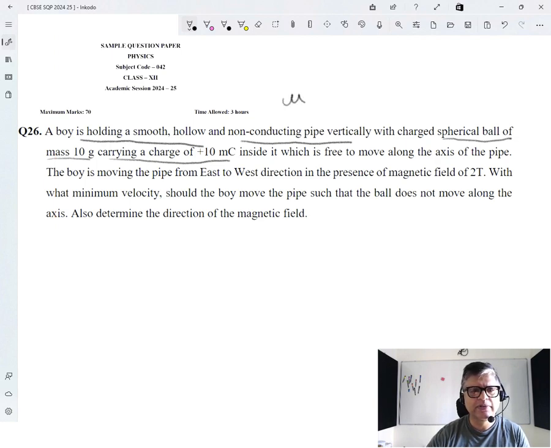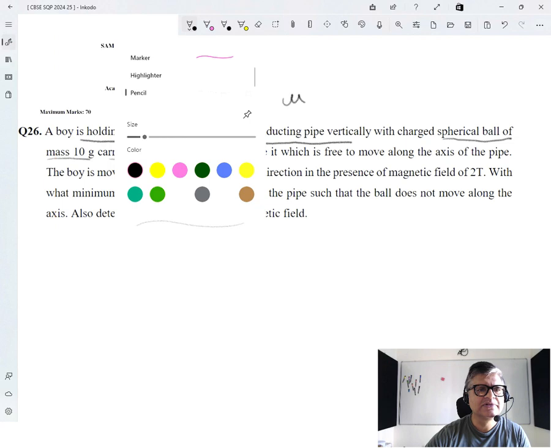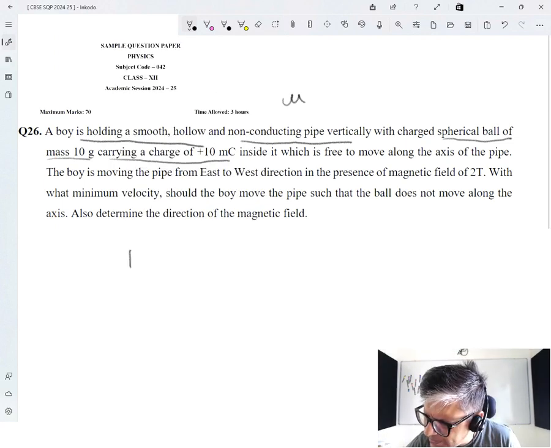Okay, so inside it, which is free to move along the axis of the pipe. So it's a vertical pipe. Let's draw a vertical pipe. I think I'm drawing it at an angle, so I'll just rub this off and let's try and draw a straight line at least. So this is my vertical pipe.